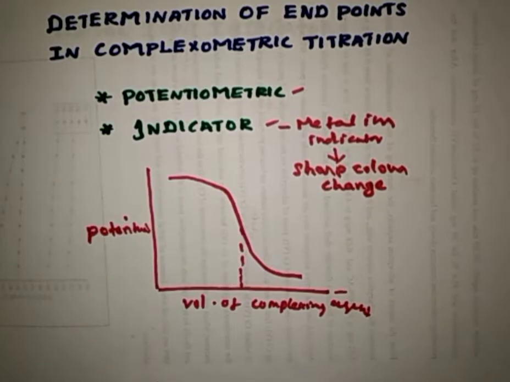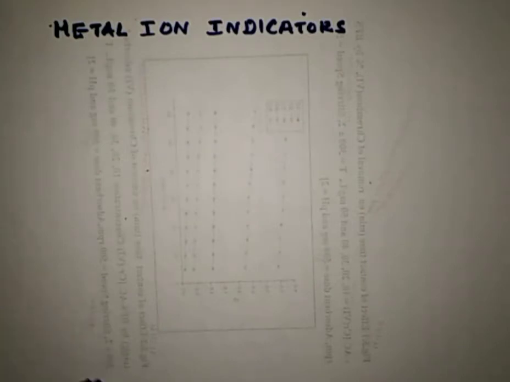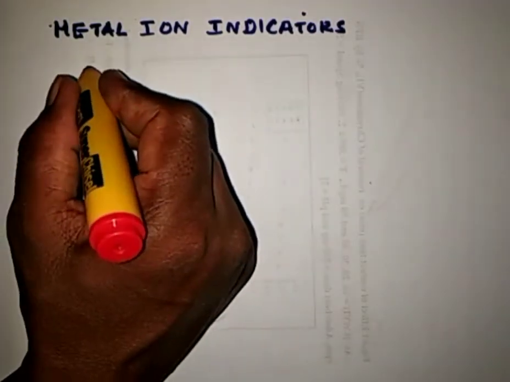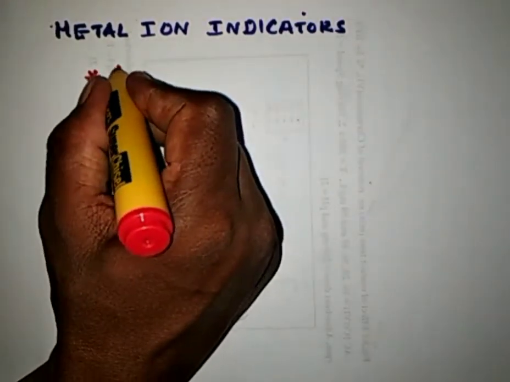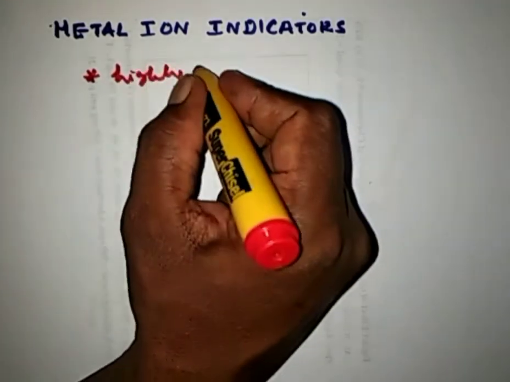Now we can discuss the metal ion indicators. How are we going to determine the endpoint in complexometric titration using metal ion indicators? Here, the endpoint is determined by using metal ion indicators. The indicator we are using is a highly colored dye.